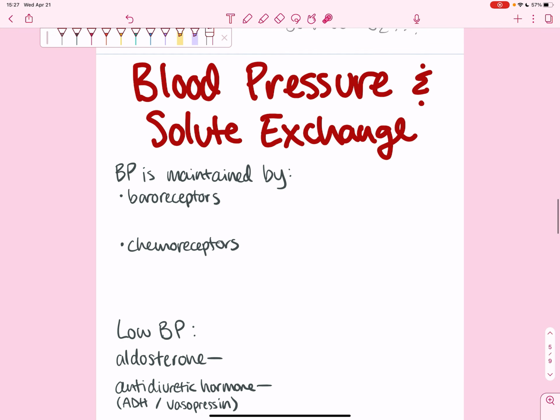Blood pressure and solute exchange. So, let's get some definitions out of the way, shall we? Blood pressure is maintained by baroreceptors and chemoreceptors. So, baroreceptors, I'm gonna label baroreceptors as stretch. Probably not in yellow.